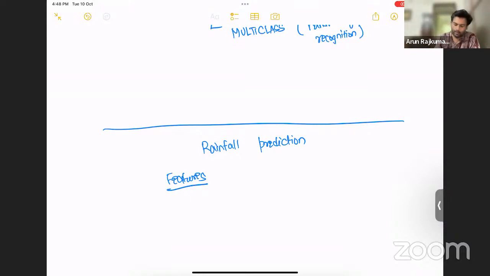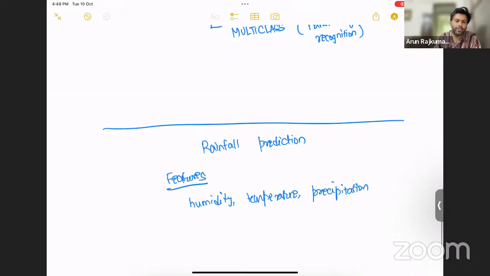Humidity, season, great. Humidity, temperature, pressure, precipitation, whatnot, right? I'm just cooking up some features, but yeah, these are all features. Now the label is going to be how much did it rain, right? So the meteorological department has collected all the information for the last 5 years, and it has also collected how much did it rain in each of these days, right?